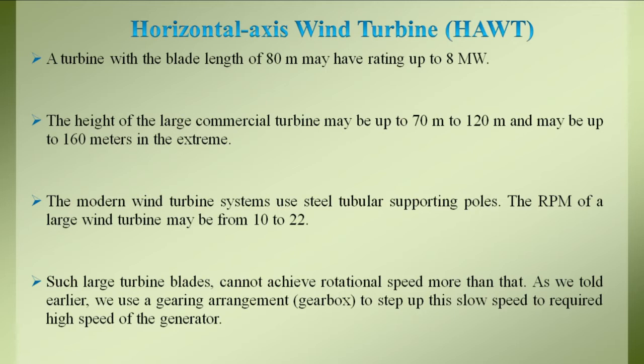As we said earlier, a gearing mechanism, that is a gearbox, is coupled to step up the slow speed of the rotor shaft to the required high speed for the generator. Because when we provide the shaft rotation to the generator, it requires a high speed. So we need to use a planetary gearbox mechanism so that the slow speed of the drive shaft is converted into a high speed drive shaft.